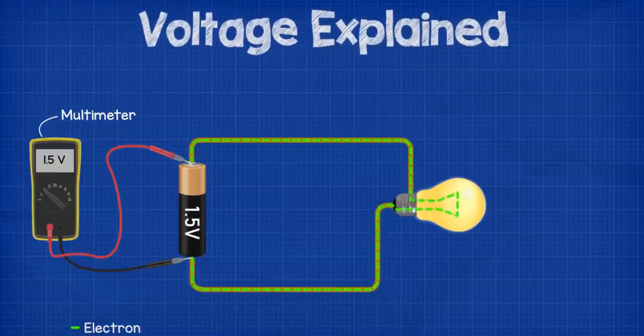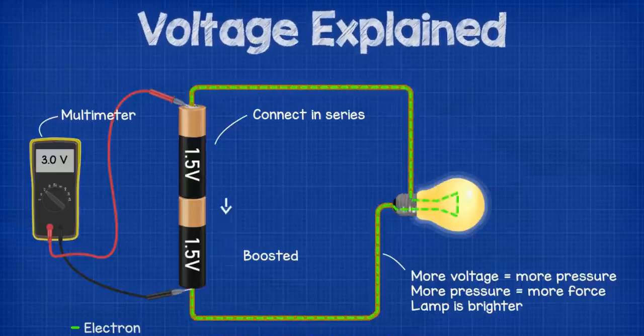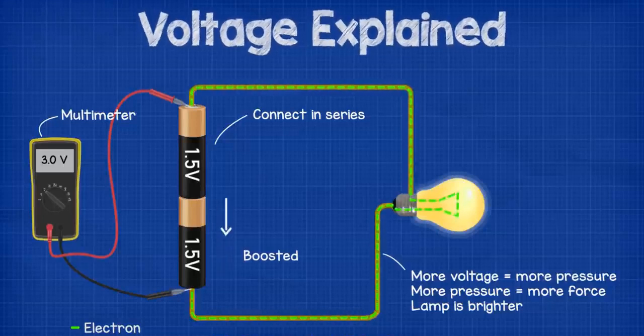it. If we then added another battery to the circuit in series, then the electrons will effectively be boosted by the second battery because they can only flow along this path and there is more energy being added. This will combine the voltages so we get 3 volts. More volts equals more pressure, which means more pushing force. That will mean more electrons will flow and the lamp will glow brighter.